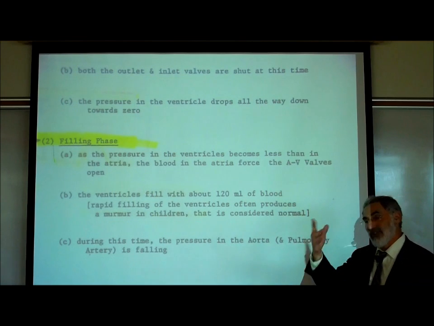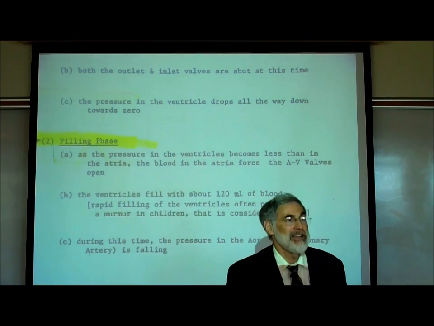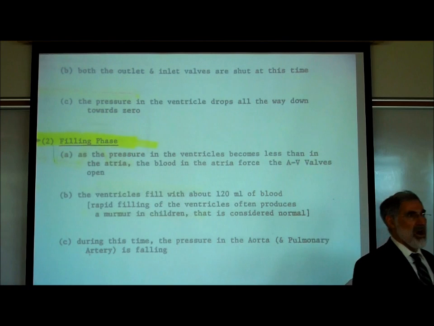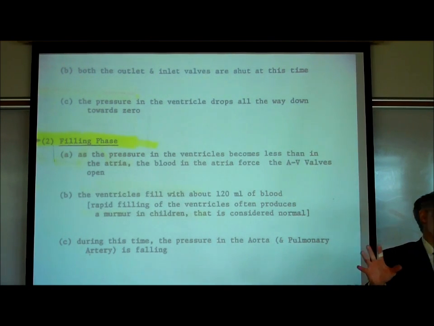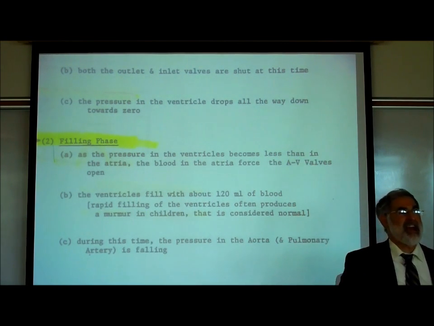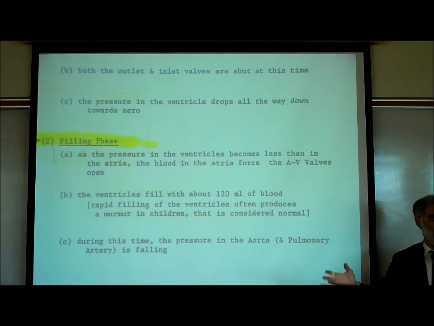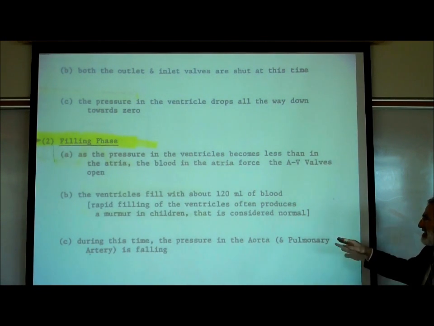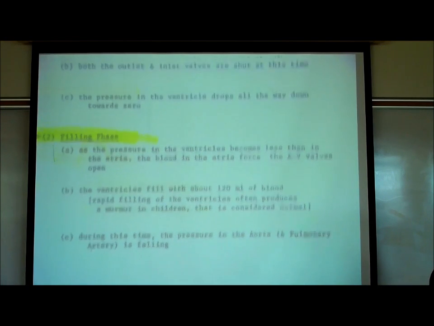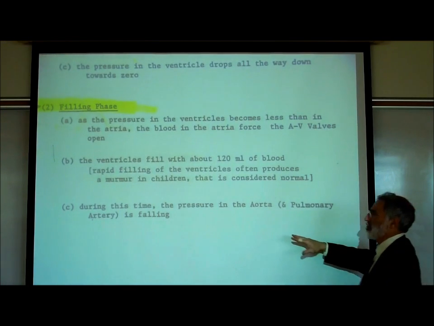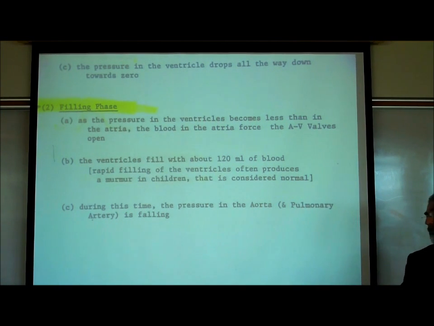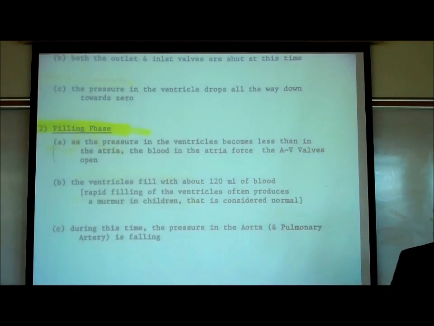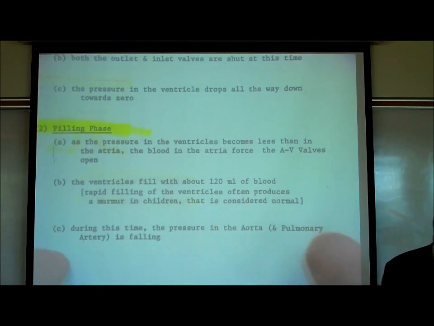So if you've ever heard of a child where they detected a murmur, this was in all probability what the murmur was, and the pediatrician probably said, we want to watch it. Don't worry about it. And in fact, it went away as the person grew bigger, their heart grew bigger, and that characteristic rapid filling of the blood during filling phase of diastole, that murmur went away. Now, during this time, when the ventricle is refilling, the pressure in the aorta is dropping, as well as the pressure in the pulmonary artery. But that's okay. The ventricle is going to recontract and re-eject blood.